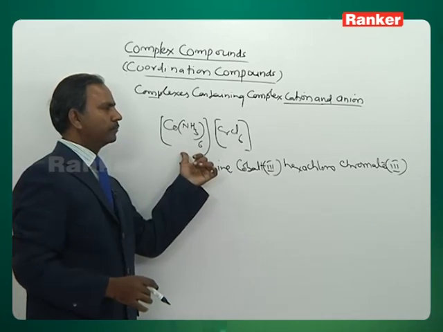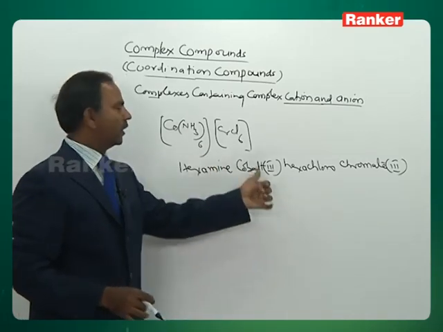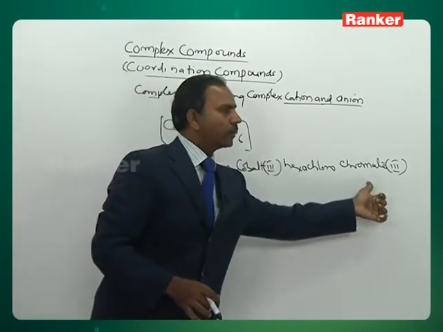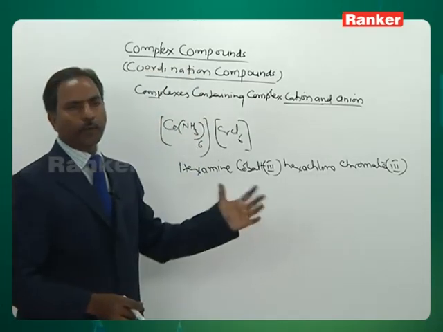Hexamine cobalt 3, hexachloro chromate 3. Since it is cation, there is no change in the name of the metal. It is actually representing the anion. Therefore, I made it chromate 3.